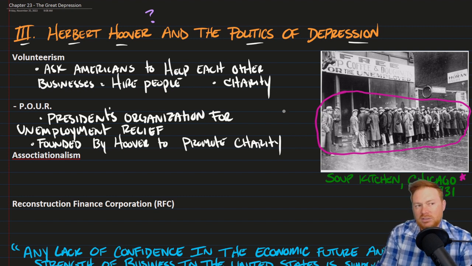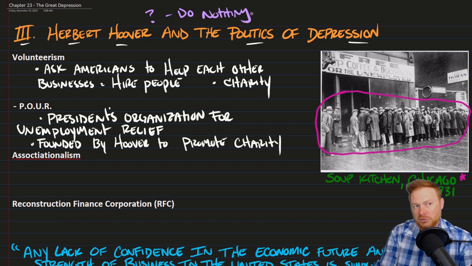And so he was actually active in promoting that idea. However, Hoover was hesitant to act beyond that. And one of the reasons why Hoover didn't do as much, because yes, he actually does do something. There's a misconception about Hoover being the do nothing president.